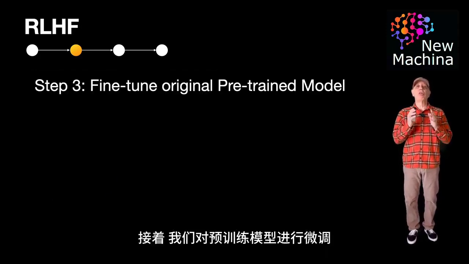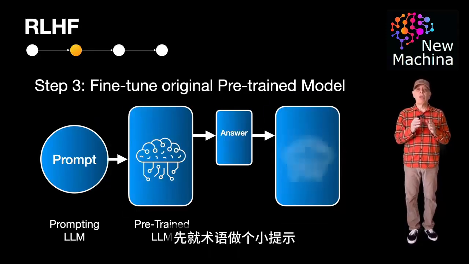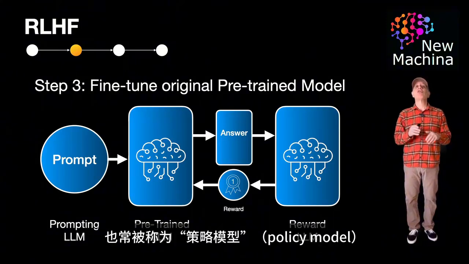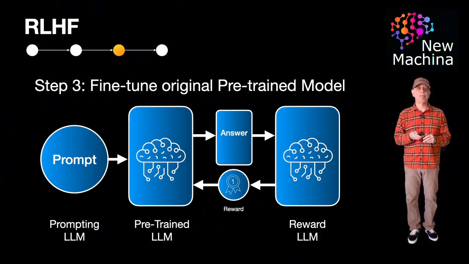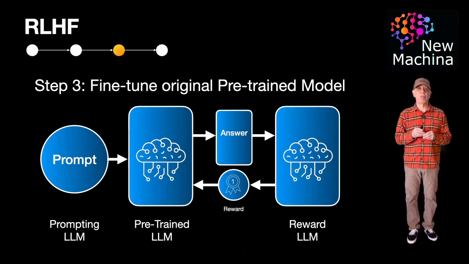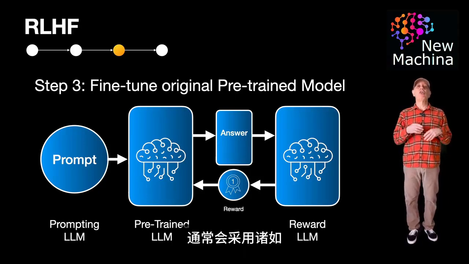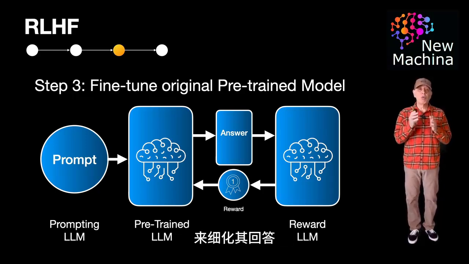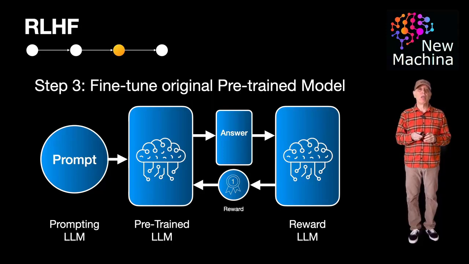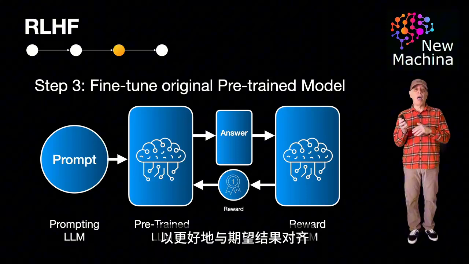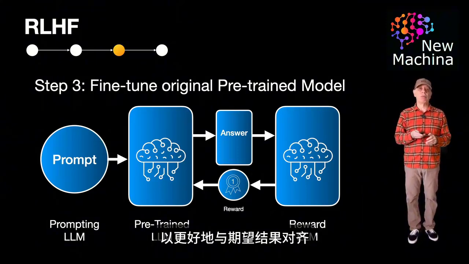Next, we fine-tune the pre-trained model. Just a quick note on terminology. The newly fine-tuned model you'll also see referred to as the policy model. So how is the LLM fine-tuned? Well, the LLM is fine-tuned using techniques like Proximal Policy Optimization, which helps refine its responses. The training process involves adjusting the model's parameters to better align with the desired outcomes.